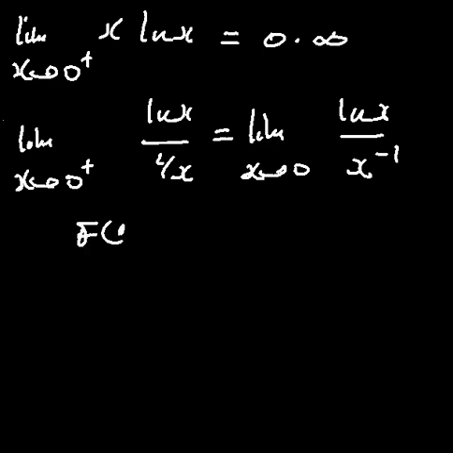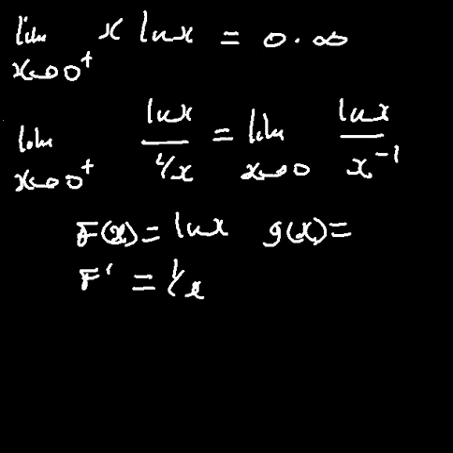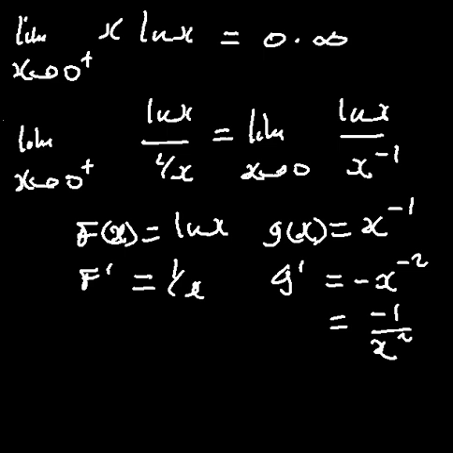We have f of x being given as ln x. And what is its derivative? We'll have it as 1 over x. And how about g of x? We'll have it as x to the power negative 1. And what is its derivative? We'll have it as negative x to the power negative 2, which is the same as negative 1 over x to the power 2.